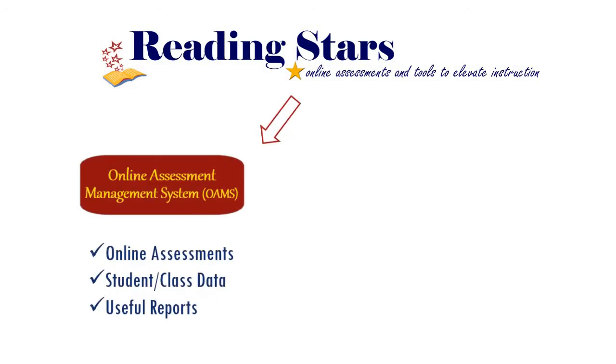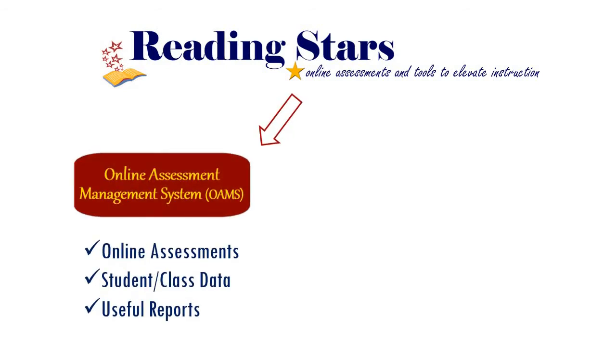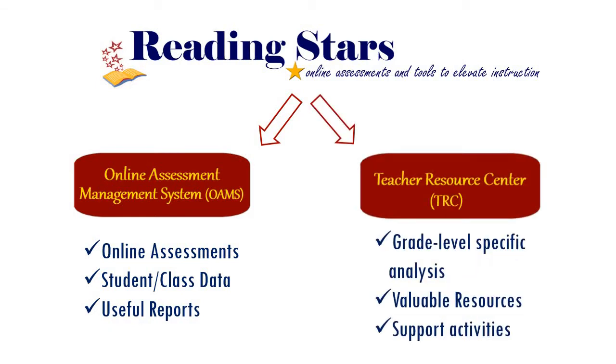To begin, it's important for you to know there are two different parts of Spalding's Reading Stars. The Online Assessment Management System, or OAMS, will give the user access to all online assessments, individual student and class data, as well as multiple reports to generate useful data. The Teacher Resource Center, or TRC, will give the user access to grade level specific skill analysis, valuable resources, and support activities. These two Reading Star components can either be purchased together or separately.